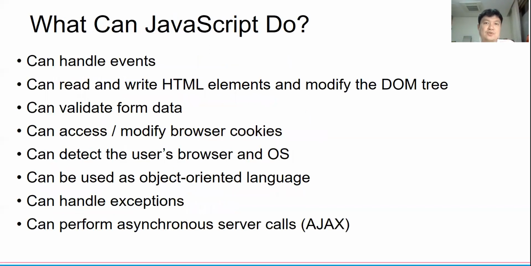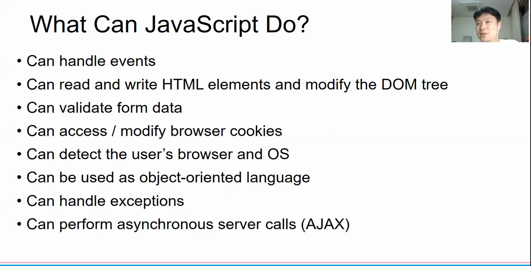What can JavaScript do? We can handle events. It means things like click, mouse move, button click, right button, left button, scroll, etc. You can read and write HTML elements and modify the DOM tree. The Document Object Model can be represented as a tree. You can validate form data, and then you can access or modify browser cookies.